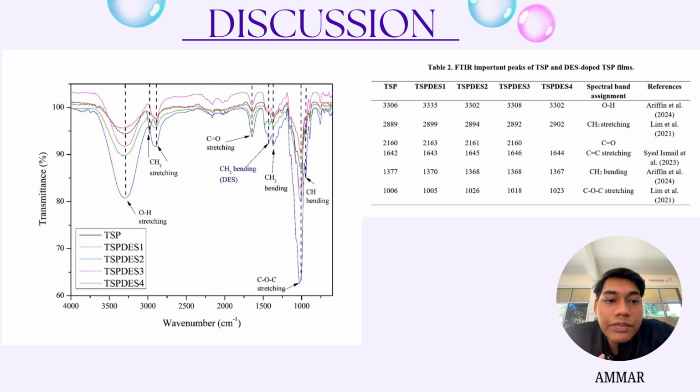Additionally, you can see here the CH2 bending peak at 1377, which in the DES-doped TSP film mostly occurs near 1370 and exhibits band splitting, forming a doublet attributed to overlapping CH2 bending vibrations from TSP and choline chloride plus 1,4-butanediol, indicating a change in the local molecular environment. So you can see here the pure TSP doesn't have the doublet peak, but for the other TSP with DES, you can see they form a doublet.